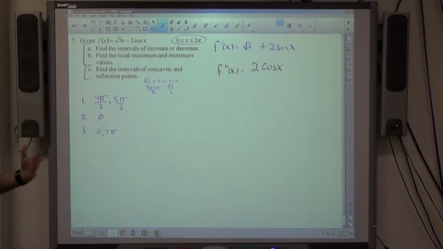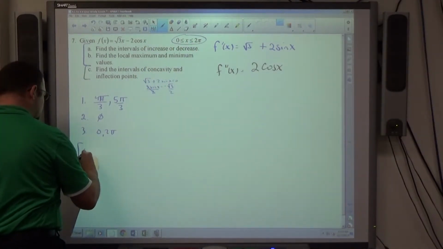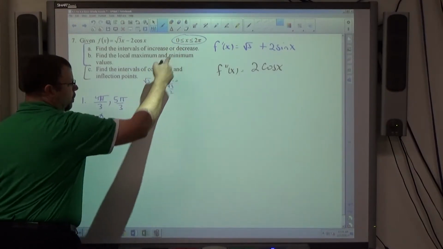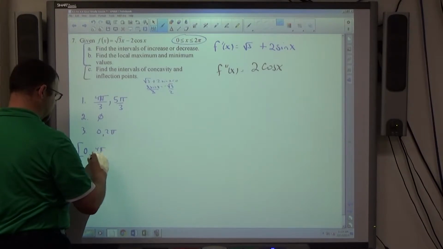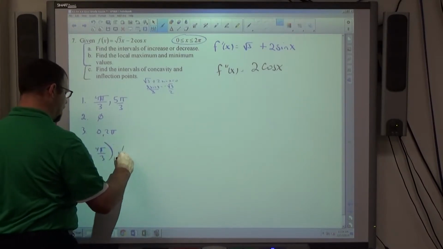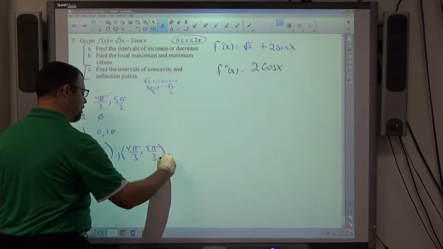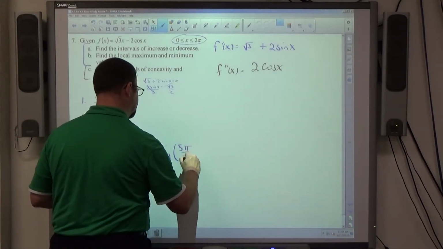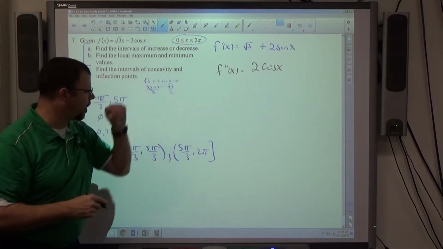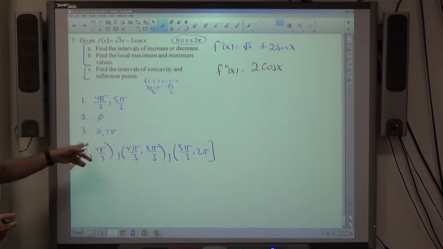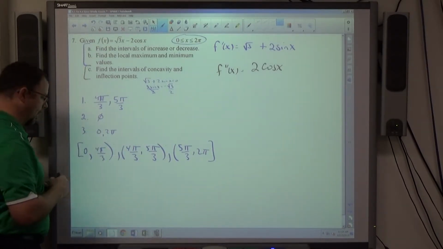I'm starting not at negative infinity, positive infinity. I'm going to start at 0 and end at 2 pi. So from 0, notice that it's bracketed 0 because it says equals to. 0 to the smallest number. From that number to the next biggest number. And from that number to the next biggest number. And I'm bracketing 2 pi because it says equals 2 pi. So there's my intervals, starting at 0, ending at 2 pi, stopping along the way at 4 pi over 3 and 5 pi over 3, which are between 0 and 2 pi.